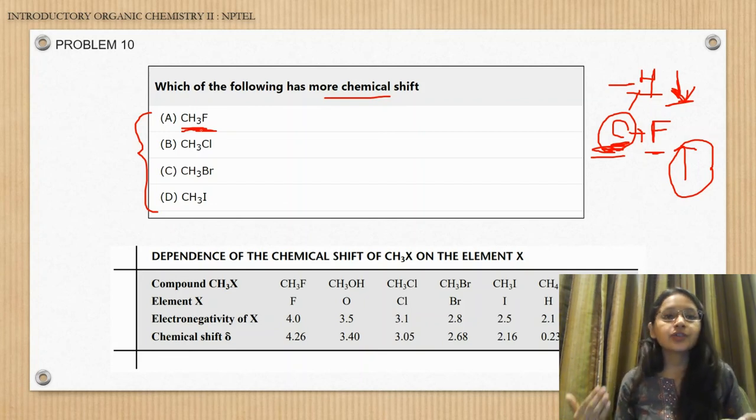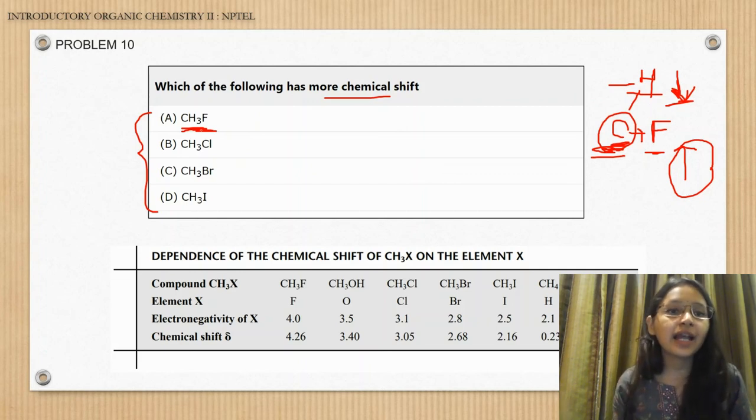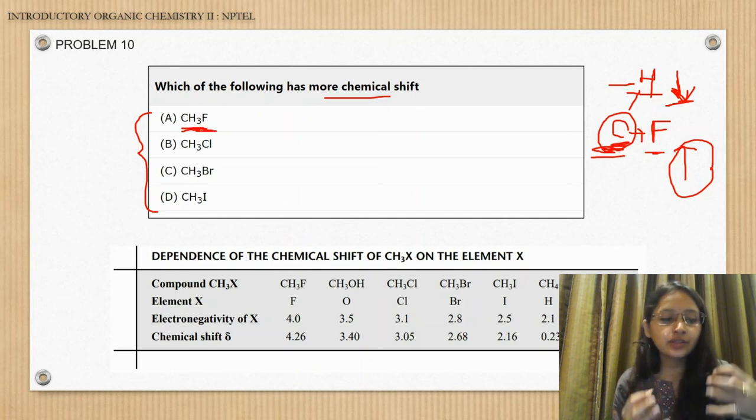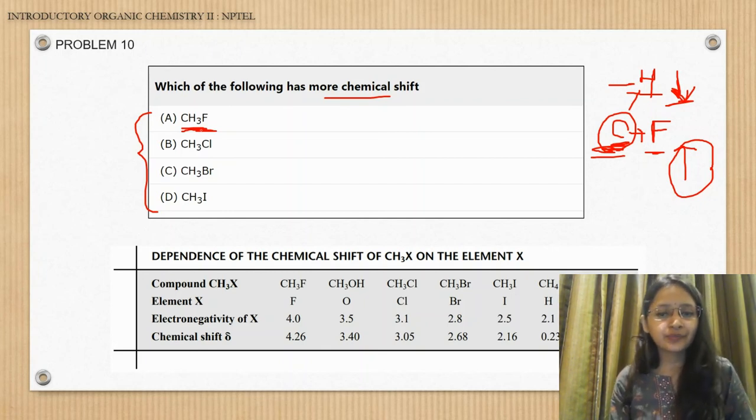So the nuclei is experiencing only the applied magnetic field. So the applied magnetic field is very high, and now the hydrogen will resonate at a higher frequency, a high resonance frequency. If it is resonating at a high resonance frequency, then it will have a high chemical shift value. We have talked about this, right? So is it clear, the electronegativity trend?